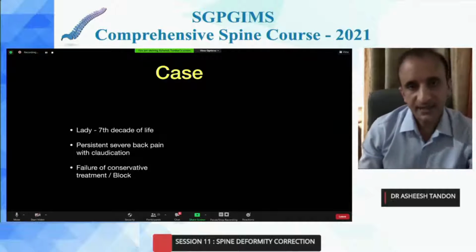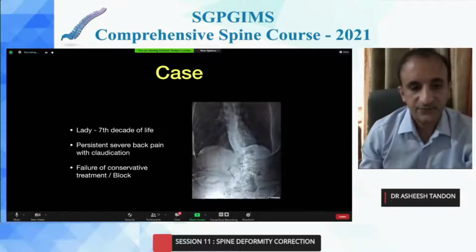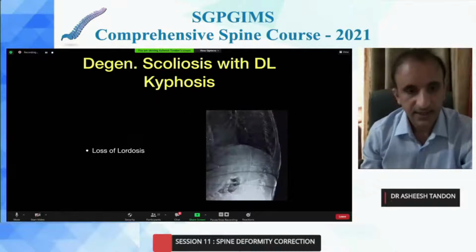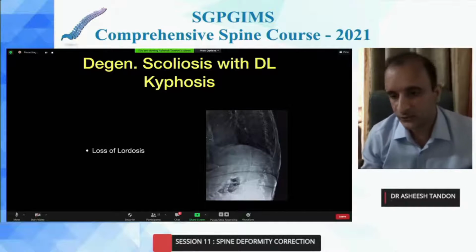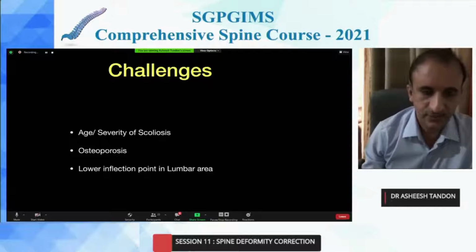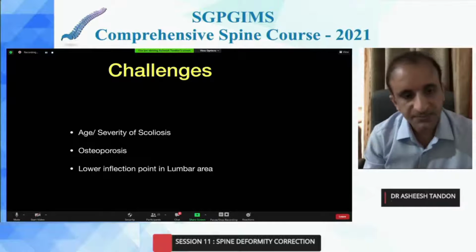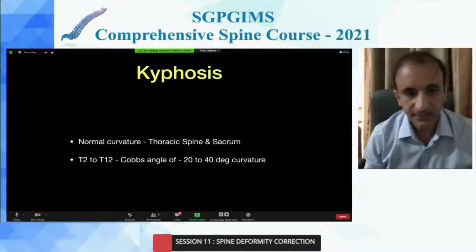This is an entirely different spectrum. A lady in the 7th decade of life, persistent severe back pain with claudication, failure of conservative treatment in terms of blocks and medications. So here she has loss of lordosis. Now the challenges here are very different. The age, the severity of scoliosis, we are dealing with an osteoporotic spine, and then we have the lower inflection point in the lumbar area.